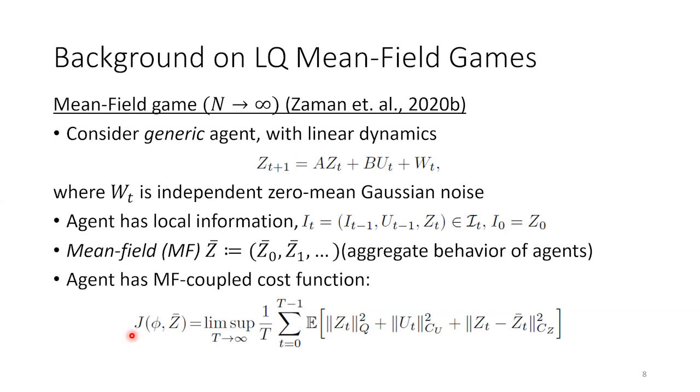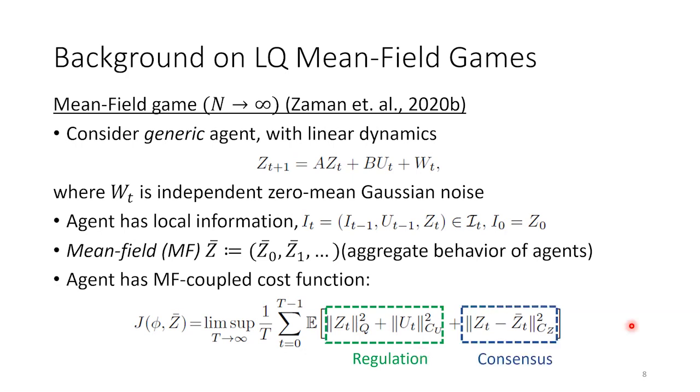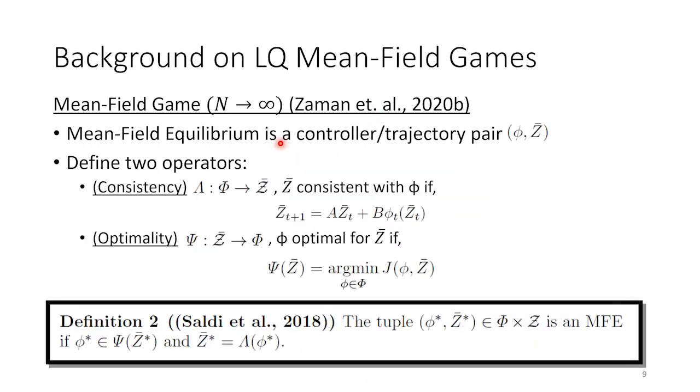And now the cost function is very simple: we have the regulation terms just like before, and then we also have the consensus term, where now the average term is represented by z bar. So each agent wants to achieve consensus with infinitely many other agents. Now I'll introduce the definition of the mean field equilibrium, which is an analog to the Nash equilibrium. In an n-agent game, we look at Nash equilibrium, but in a mean field game, we look at mean field equilibrium.